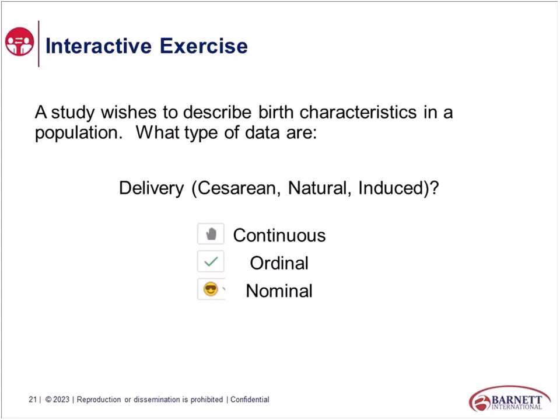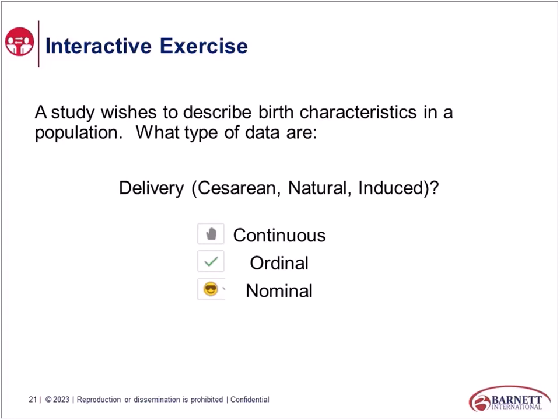A study wishes to describe birth characteristics in a population. What type of data is the type of delivery: cesarean, natural, induced? So we have continuous versus nominal. Cesarean, natural, induced are nominal; they're interchangeable.